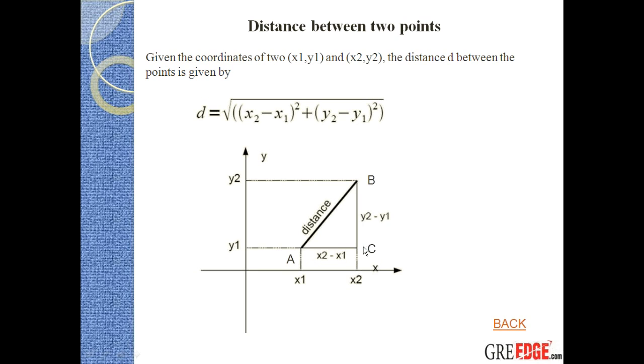Now you have ABC as a right angle triangle. By Pythagorean theorem, the sum of the squares of 2 of the sides is equal to the square of the hypotenuse. So we have distance square is equal to x2 minus x1 the whole square plus y2 minus y1 the whole square. So distance D is equal to square root of distance square, which is equal to square root of x2 minus x1 the whole square plus y2 minus y1 the whole square. This is only for your understanding. I hope you have all noted down the formula. Shall I move on to the next topic?